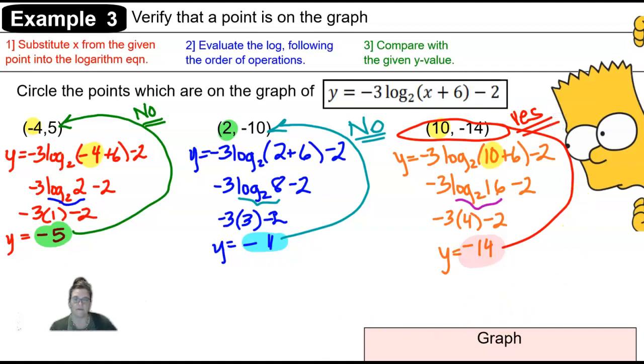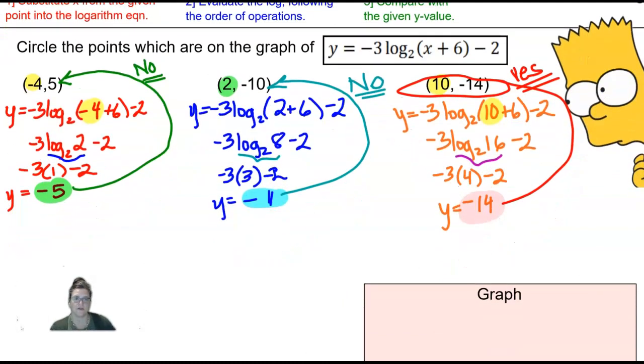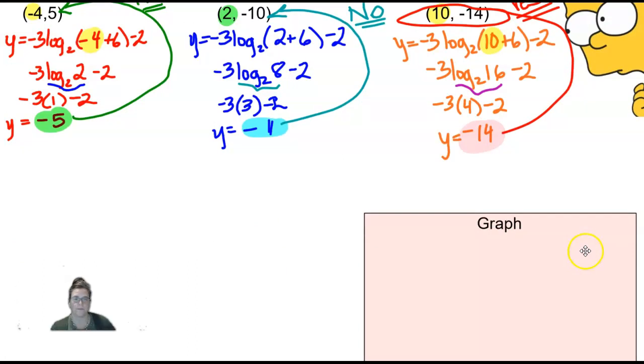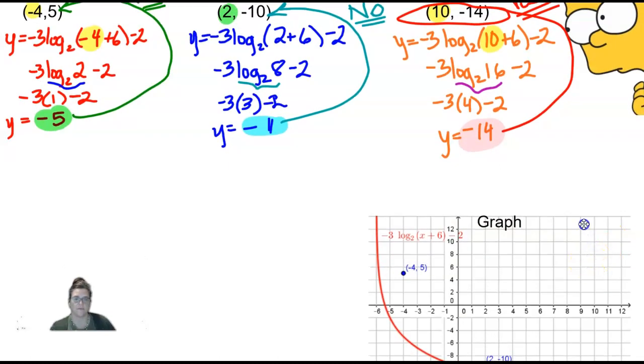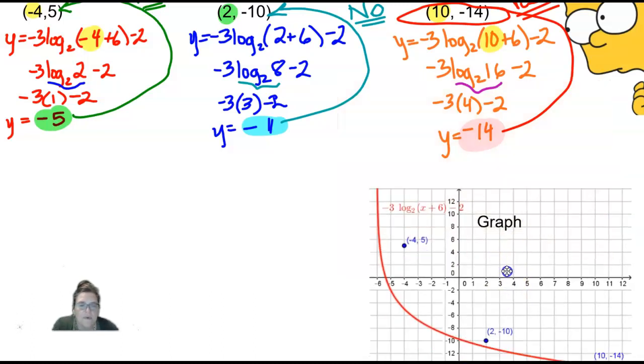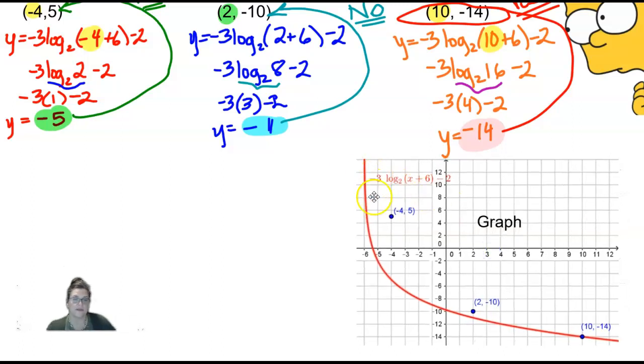Okay, if we look at the graph of negative 3 log base 2 of the quantity x plus 6, minus 2, we can see these 3 points that we were looking for. Can't get a hold of it. There we go. Okay, so we can see these 3 points. There's negative 4, 5, and it's definitely not on the curve. There's 2, negative 10. It's closer, but still not on the curve. And then there's our point 10, negative 14, which is a point on the curve. And that's why when we substituted 10 for the x and evaluated following the order of operations, we got back the y value for that point, negative 14.